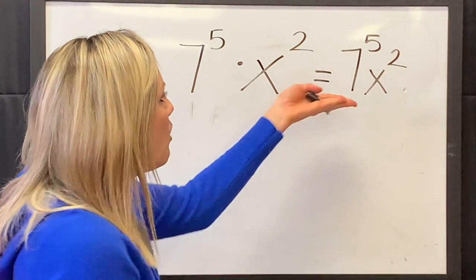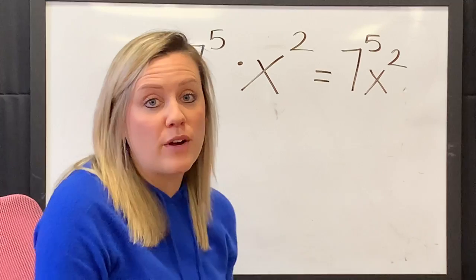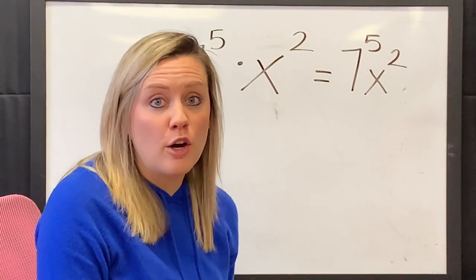Okay? You always want to write the number out in front of the variable. It's called a coefficient.